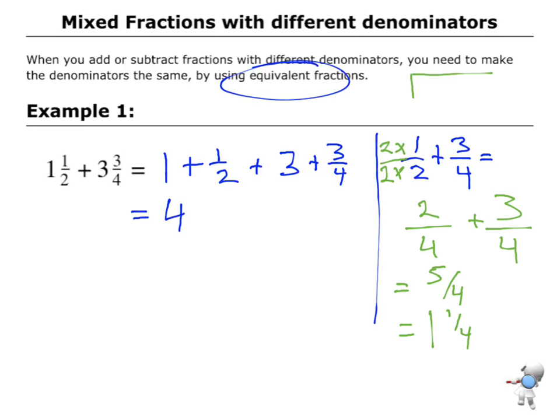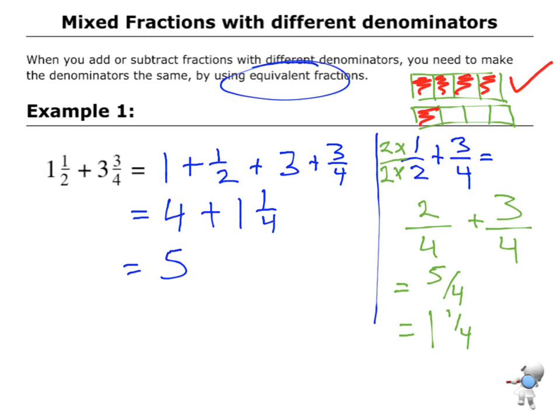Alright, so diagrammatically, that's thinking about, right, I've got quarters, and I've got 5 quarters, so 1, 2, 3, 4, 5 quarters. So that is 1 whole plus 1/4. So that's what I'm going to have here is 4 plus 1 and 1/4, which is going to give me 5 and 1/4.